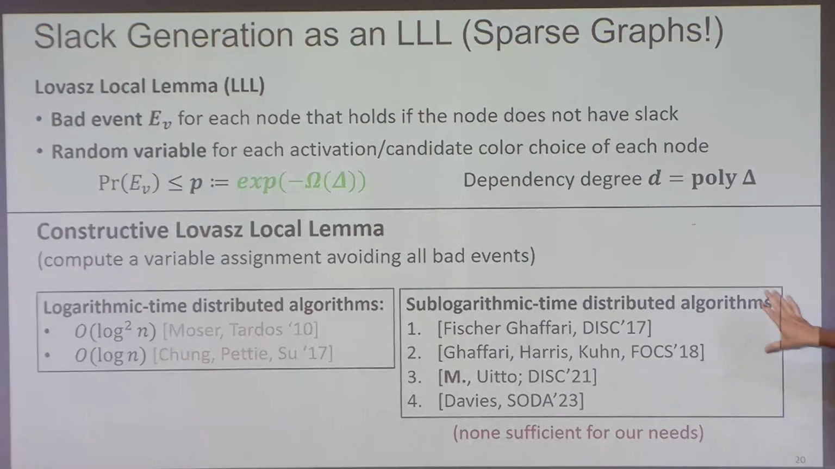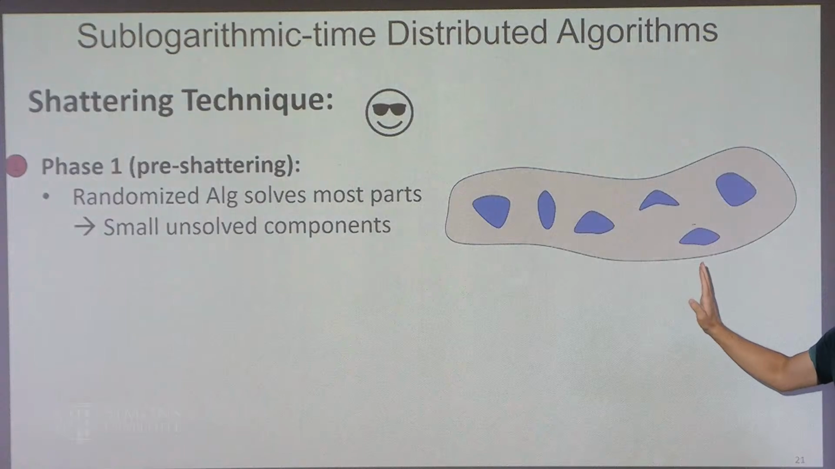Actually, these sublogarithmic time algorithms, all of them or most of them, have a polynomial dependency on delta, the max degree. And now if, for example, delta is square root of log n, then this polynomial dependency on delta will not give us a sublogarithmic algorithm. So we want to do something different. What we want to do is follow the blueprint for almost all sublogarithmic time algorithms in this field, and they all use one technique. This is the so-called shattering technique. The shattering technique has two phases.